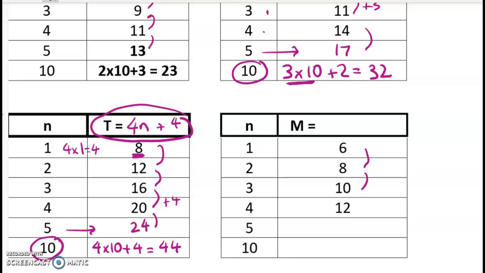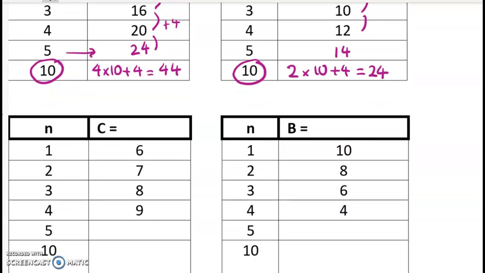Well, it's going up in 2's. The next term is going to be 14. My rule will be 2n something something. 1 times 2 gives me 2, and I want to get to 6. I have to add on 4. So my rule is 2n plus 4. That means that the 10th term in the pattern will be 2 times 10 plus 4, which gives me 24.